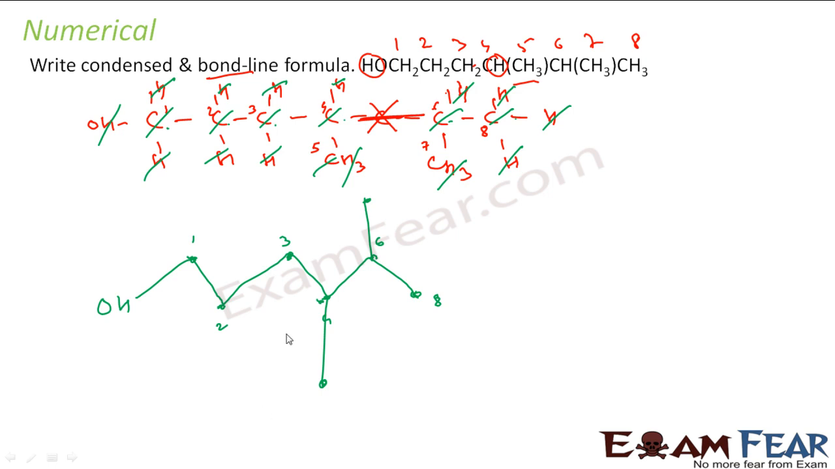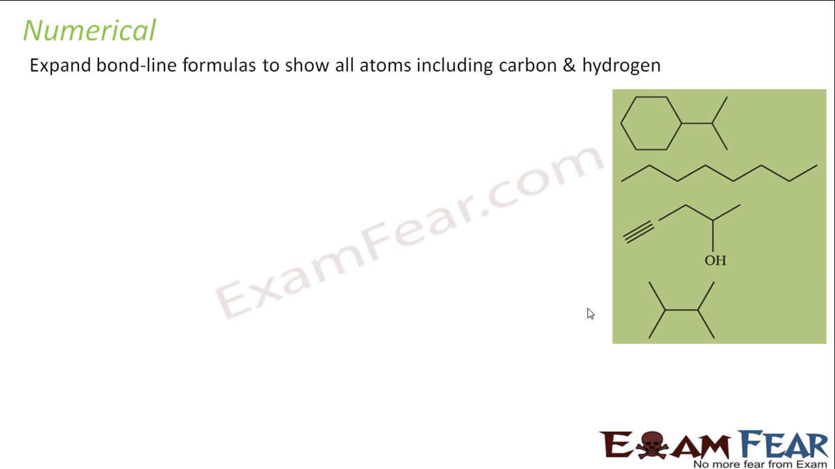Hope you understand this. You first draw the structural formula, remove all the hydrogens, and then draw the structure in this fashion, and that's how you get the bond line formula. Let's take one more example. We have to expand the bond line formula to show all the atoms including carbon and hydrogen. Correct? Let's take the first example, this one.